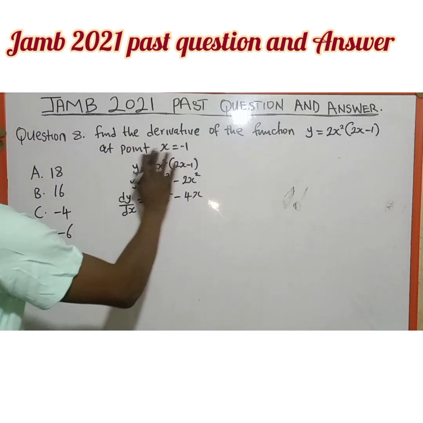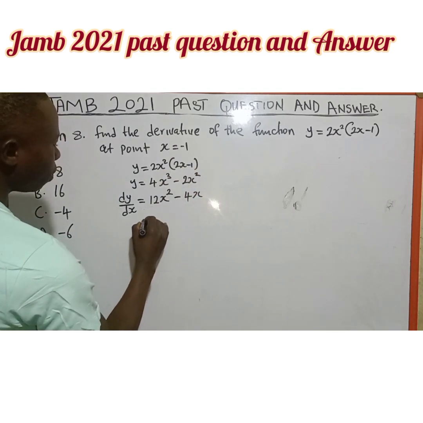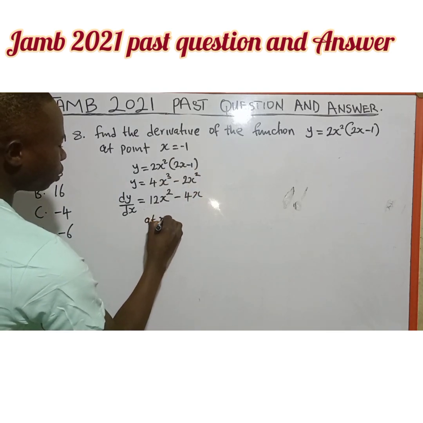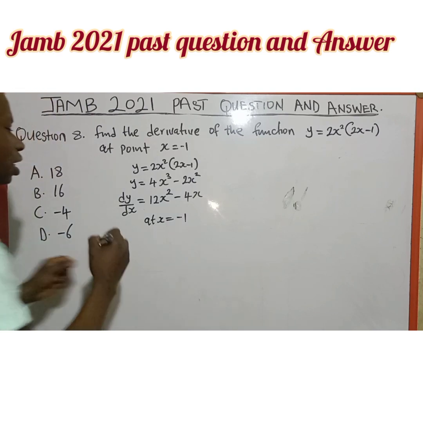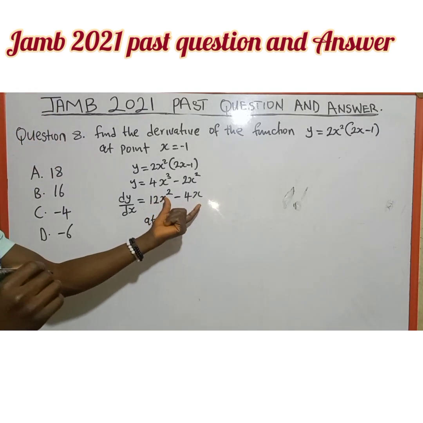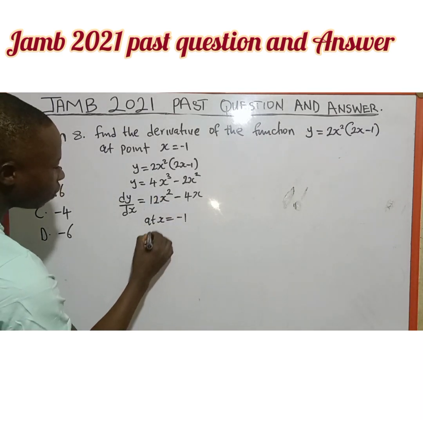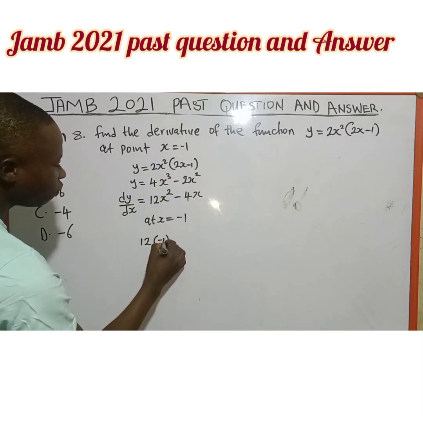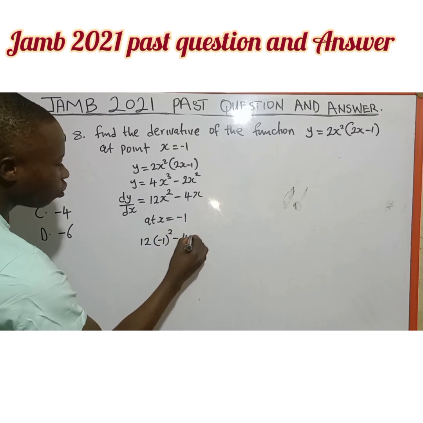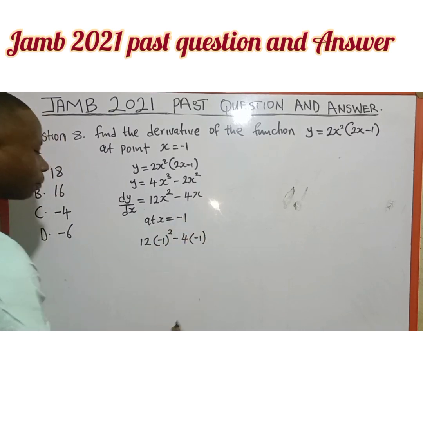So the question says at point s is equal to negative 1. So we have at point s is equal to negative 1. This implies anywhere we see s, we are going to replace it as negative 1. So we are going to have 12. In place of s, it will be negative 1 squared, then minus 4 multiplied by negative 1.